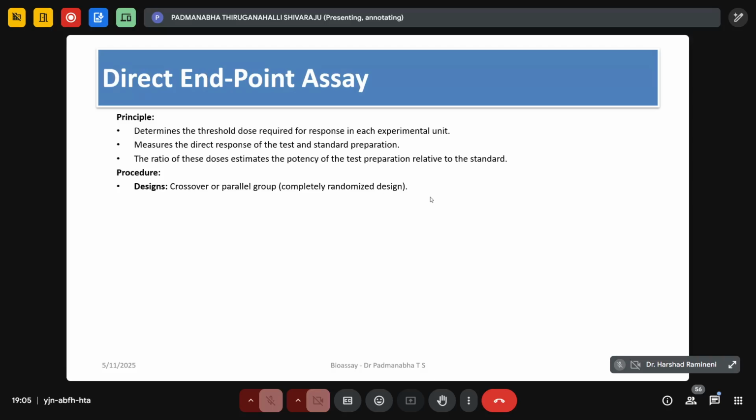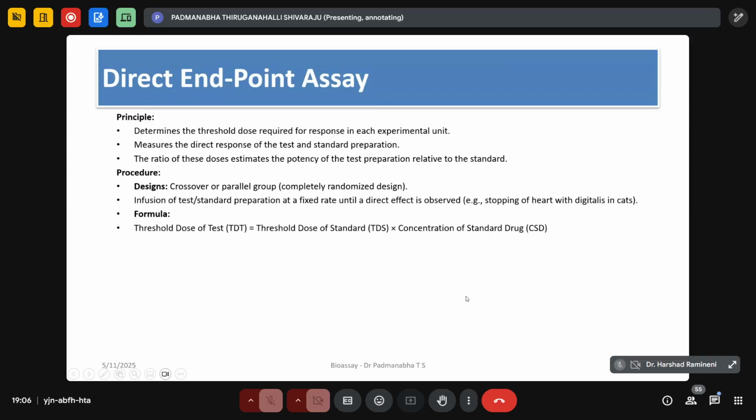So usually the design which we choose in direct endpoint assay will be the crossover or parallel group design, where infusion of test and standard preparation will be done at a fixed rate until a direct effect is observed. So at a fixed rate, you're going to infuse both test and standard drugs, and you're going to see at what concentration the effect will be seen for both the standard and the test preparation. An example is when we give digitalis, the stopping of the heart with digitalis in cats. So this is the example of a direct endpoint assay.